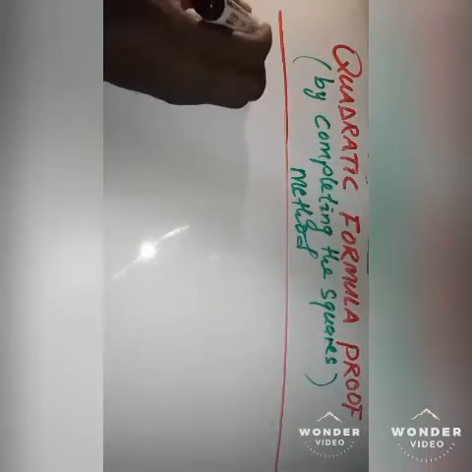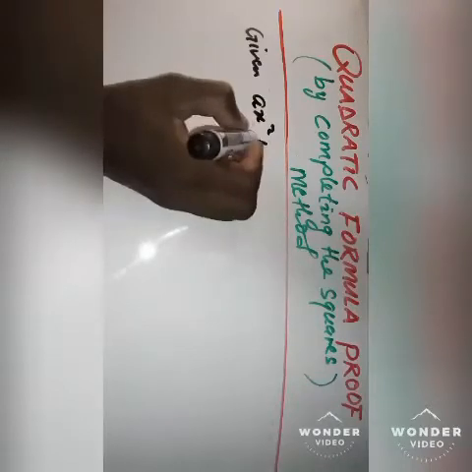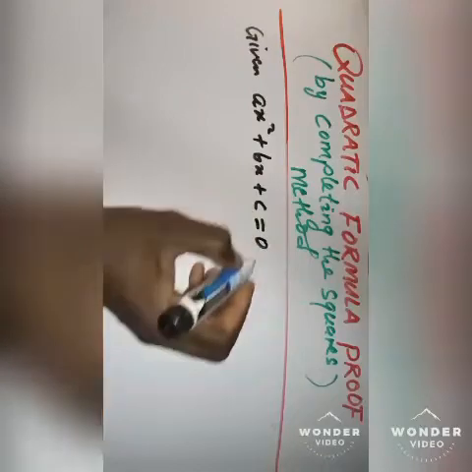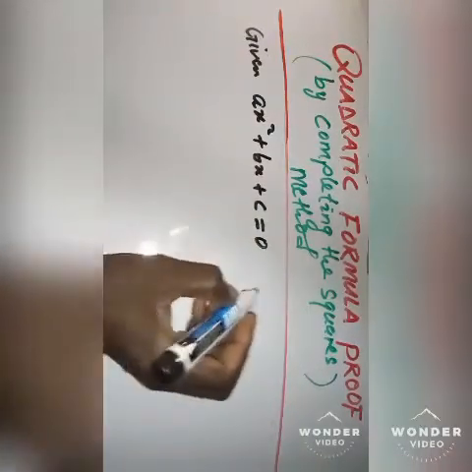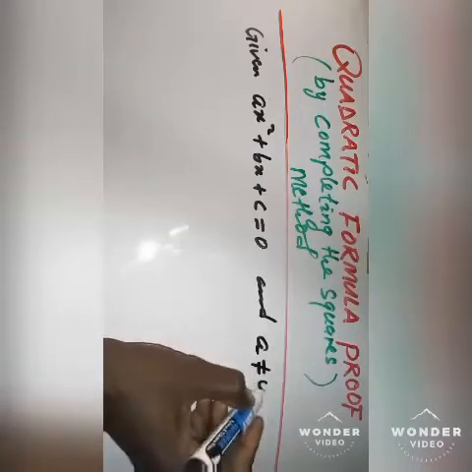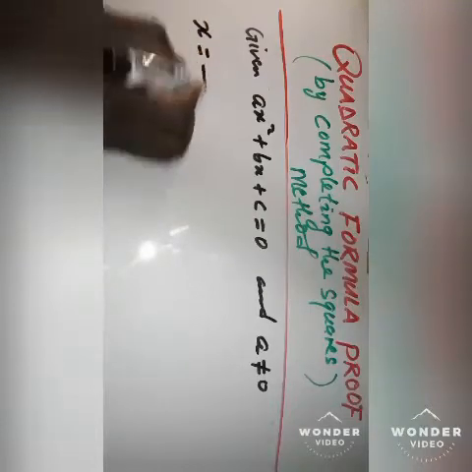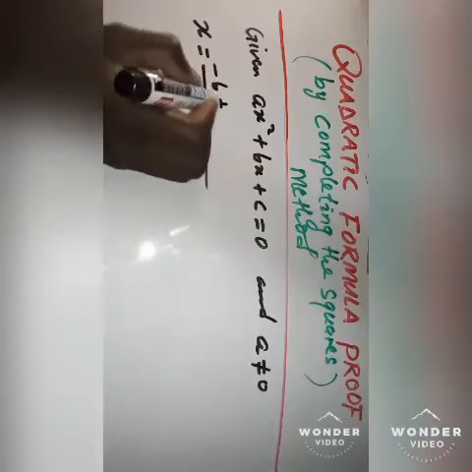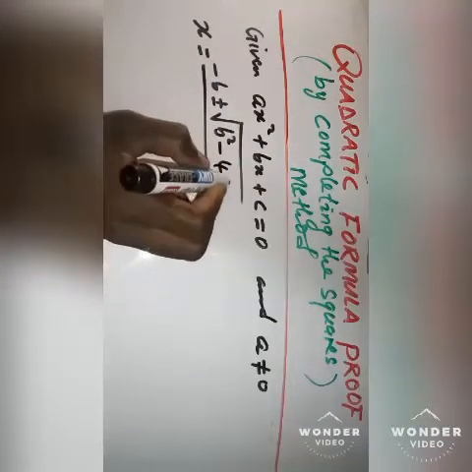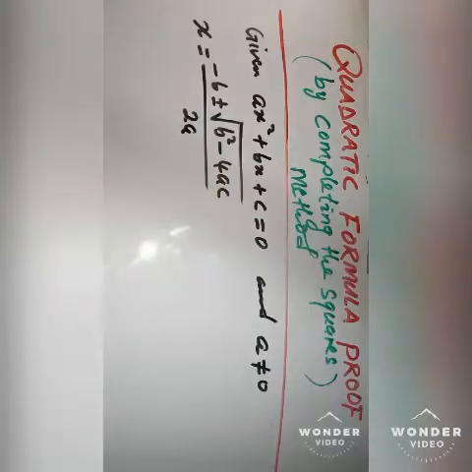Now given ax squared plus bx plus c equals 0, where a, b, c are constants and a is not equal to 0, then the root of the equation x is defined by minus b plus or minus the square root of b squared minus 4 times a times c, all over 2 times a. So, proof.